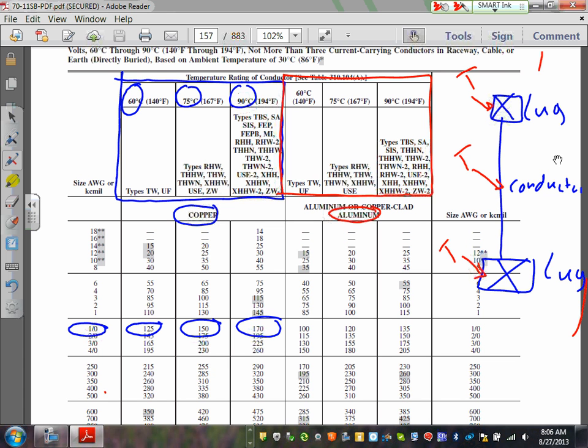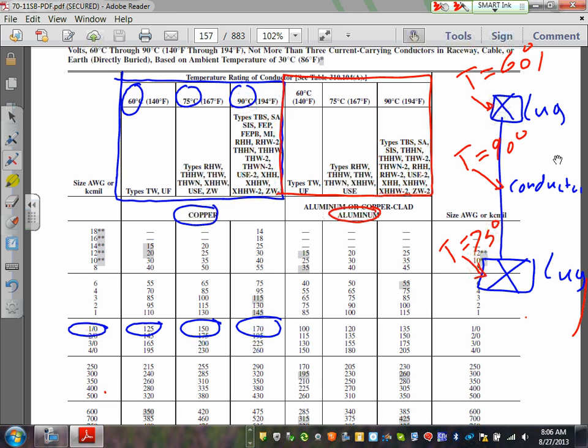For example, suppose this was 60, suppose this was 75, and suppose that this was 90, all of them degrees Celsius. Which temperature shall you use to size the conductor? Do you understand what the lugs are? We're going to torque them. I have three different temperatures. One lug is 60, one is 75, and one is 90. By the way, this is very common.